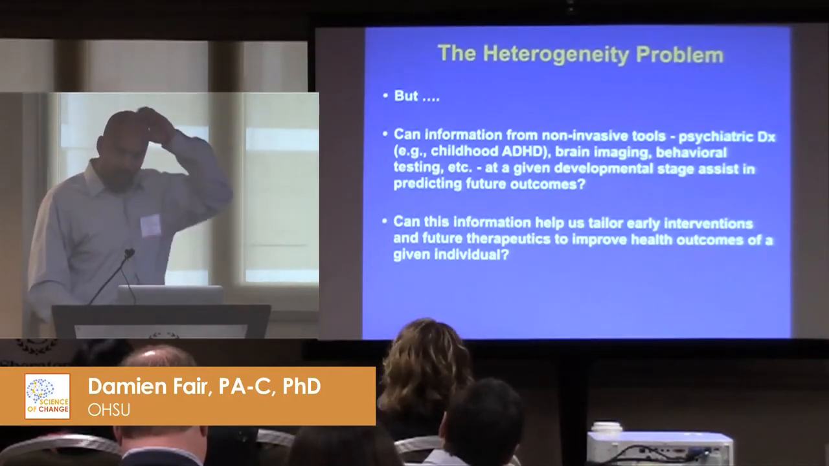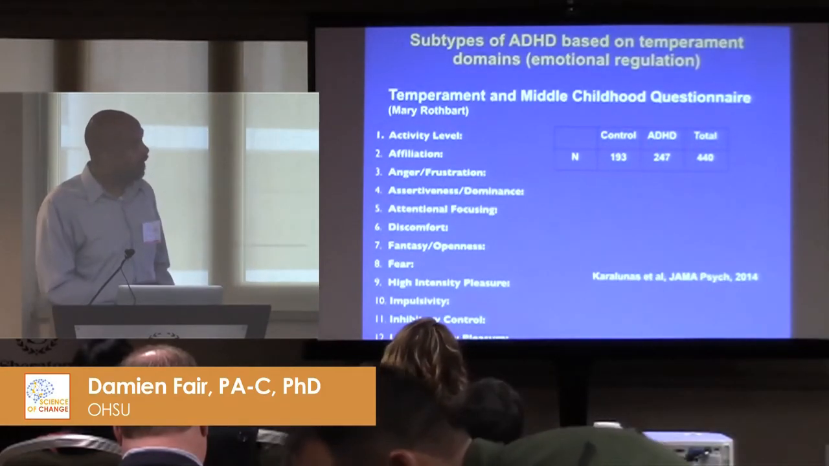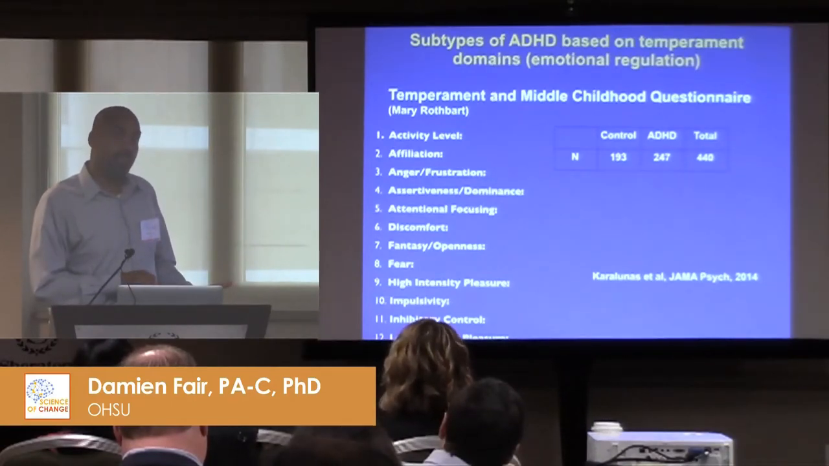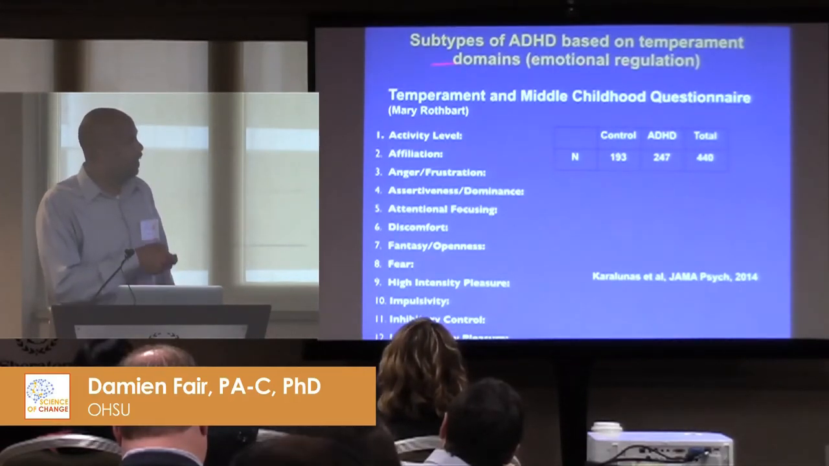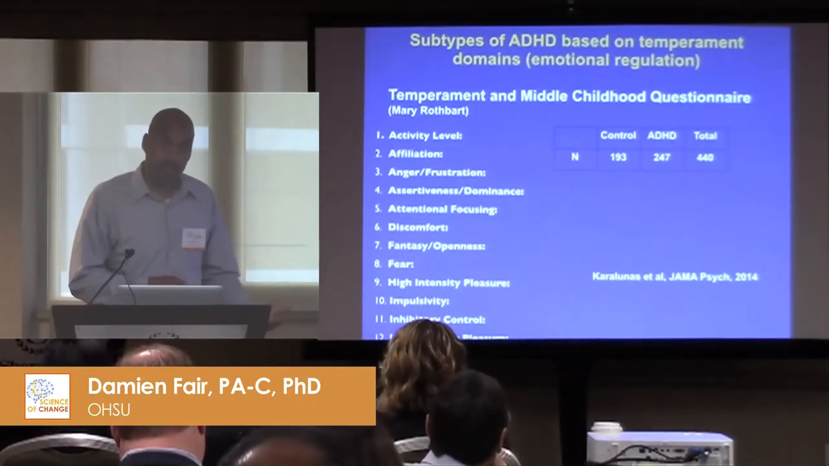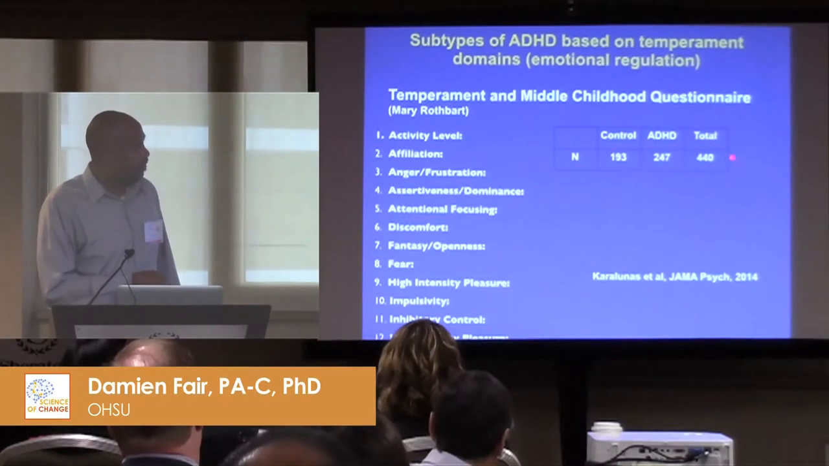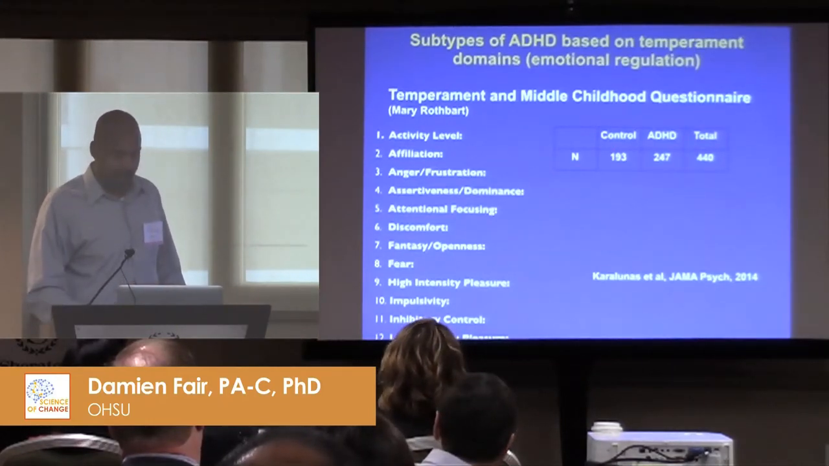And so Sarah Karalunas, who at the time was a postdoc, now an assistant professor at OHSU, very talented, decided to look at this idea and apply these techniques using a measure that can be more readily applied in the clinic, called the TMCQ, Temperament in Middle Childhood Questionnaire. Many of you are familiar with this, which measures several different temperament domains. Okay, it's about 440 kids that were examined. I'm just going to focus on the ADHD population right now.